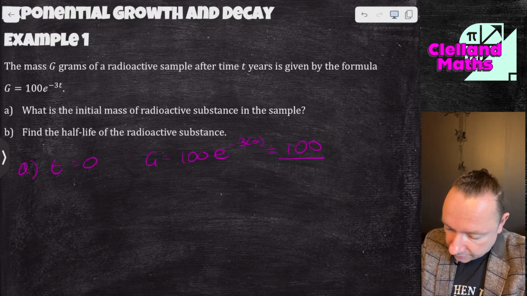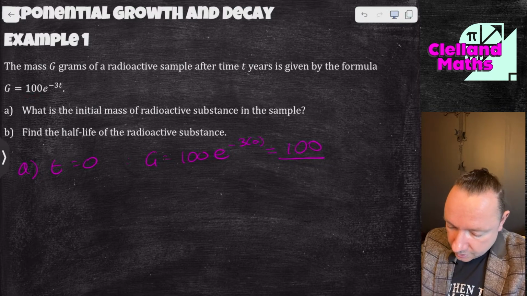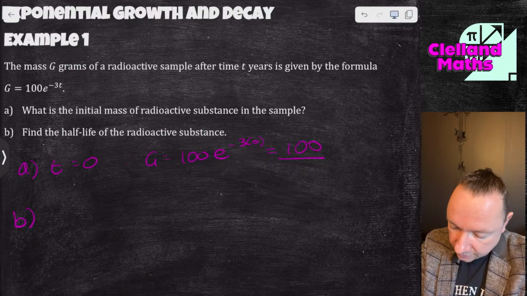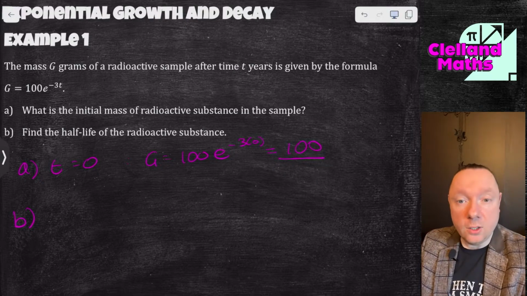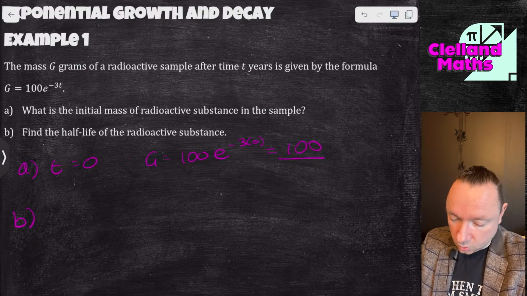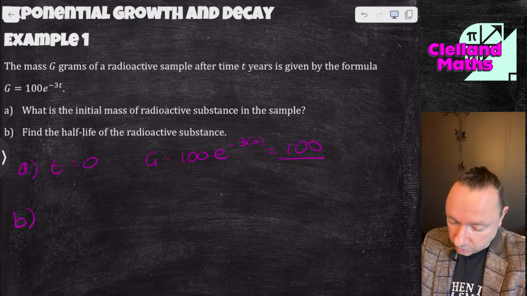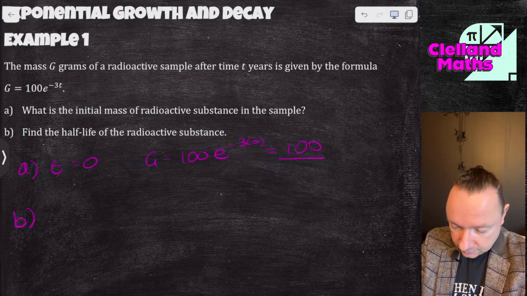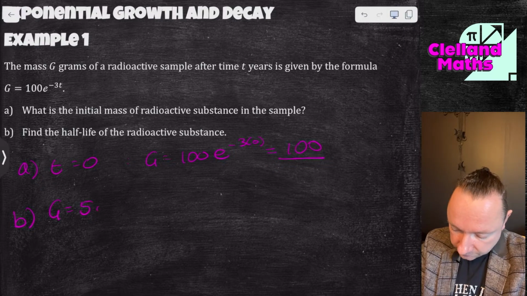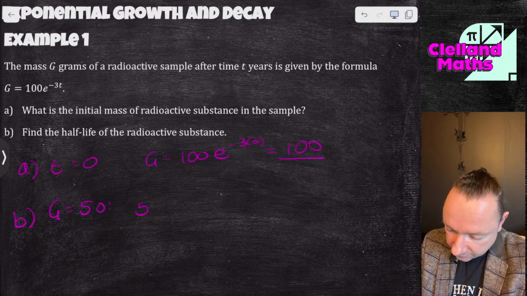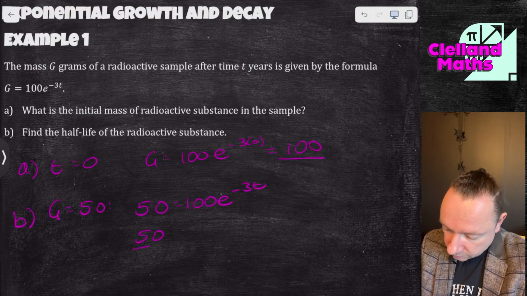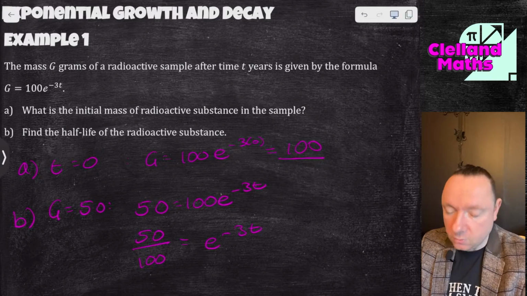9 times out of 10 there is always a number in front here. And now it says, find the half-life of the radioactive substance. We know the initial mass is 100, so when it halves, the half-life, we need to half 100, so we become 50. So G is equal to 50. So we get 50 equals 100 e to the minus 3t. 50 over 100, there's that half coming out again, is e to the minus 3t. So we have to solve that equation.